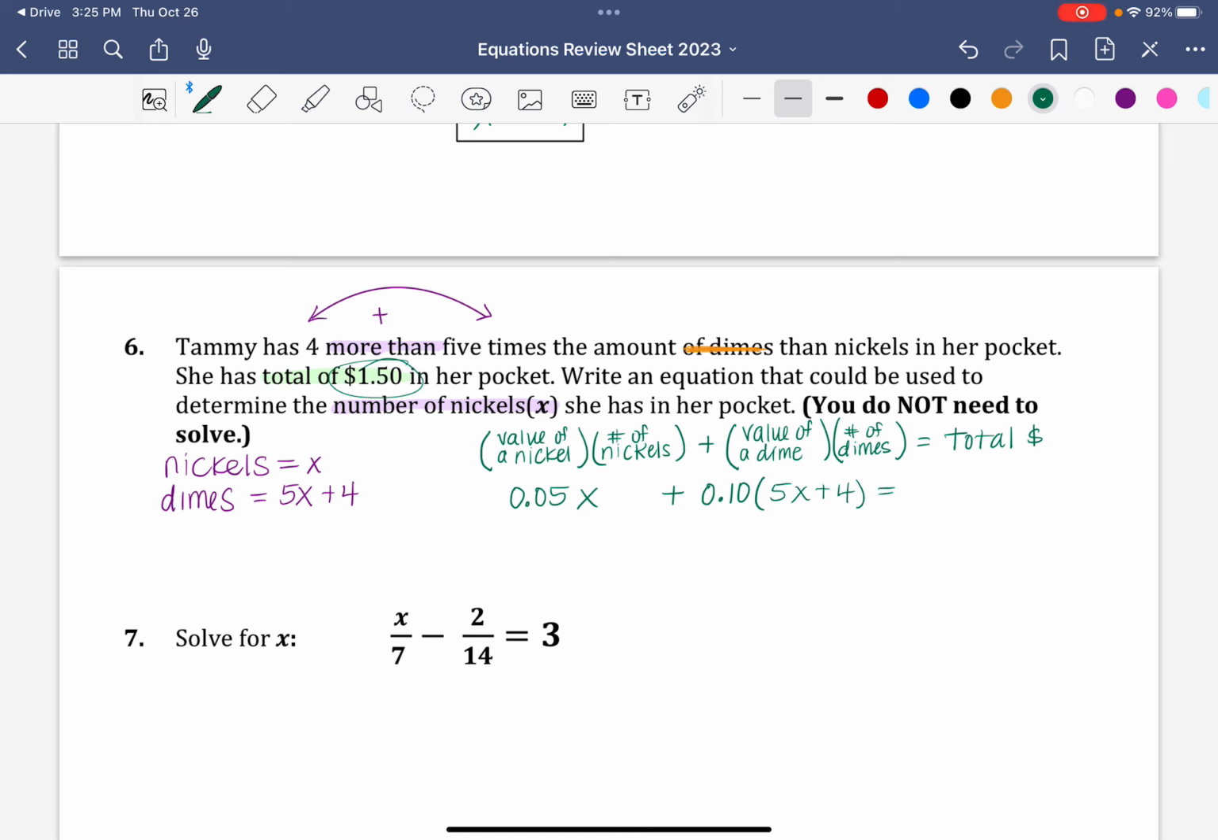And that should equal the total amount of money. Well, the total amount of money in Tammy's pocket was $1.50. And this right here is our final answer. That's the equation that's going to help us solve.